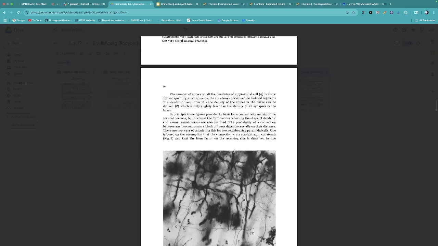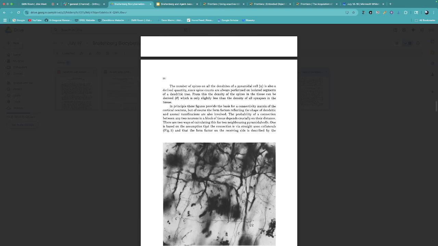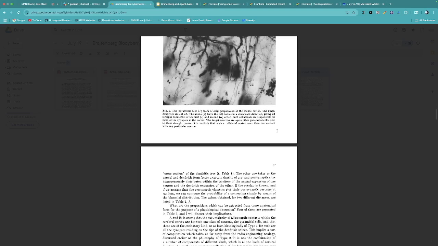There are two ways of calculating this for neighboring pyramidal cells. One is based on the assumption that the connection is via straight axon collaterals and that the form factor on the receiving side is described by the cross-section of the dendritic tree. So you can describe the shape through these metrics that he's collecting from the neuroanatomy and then model these as appropriate.